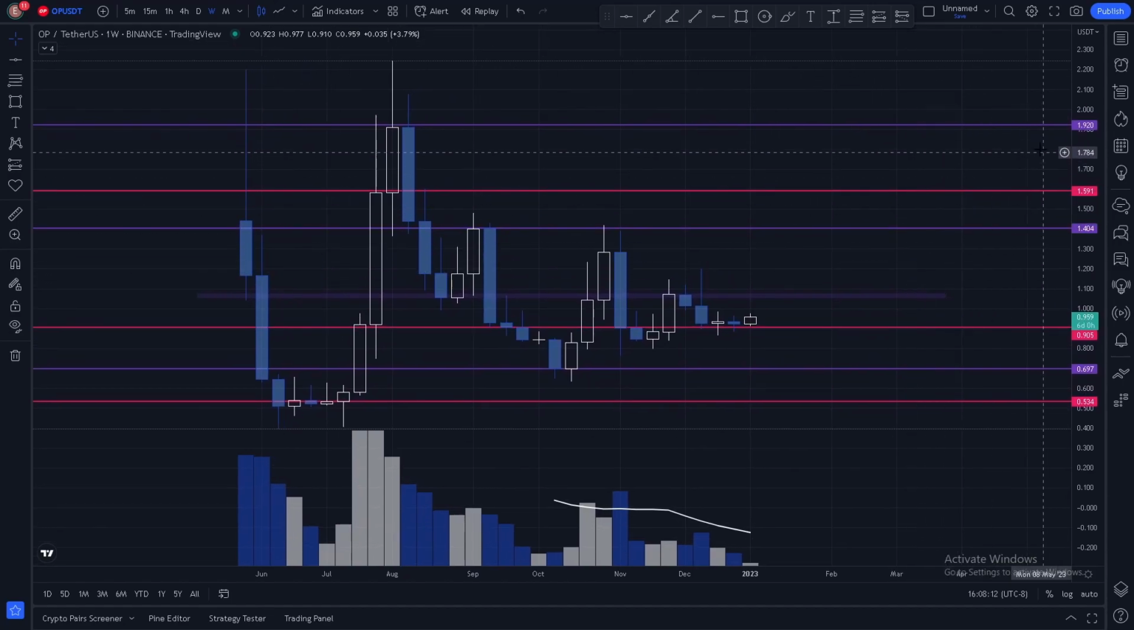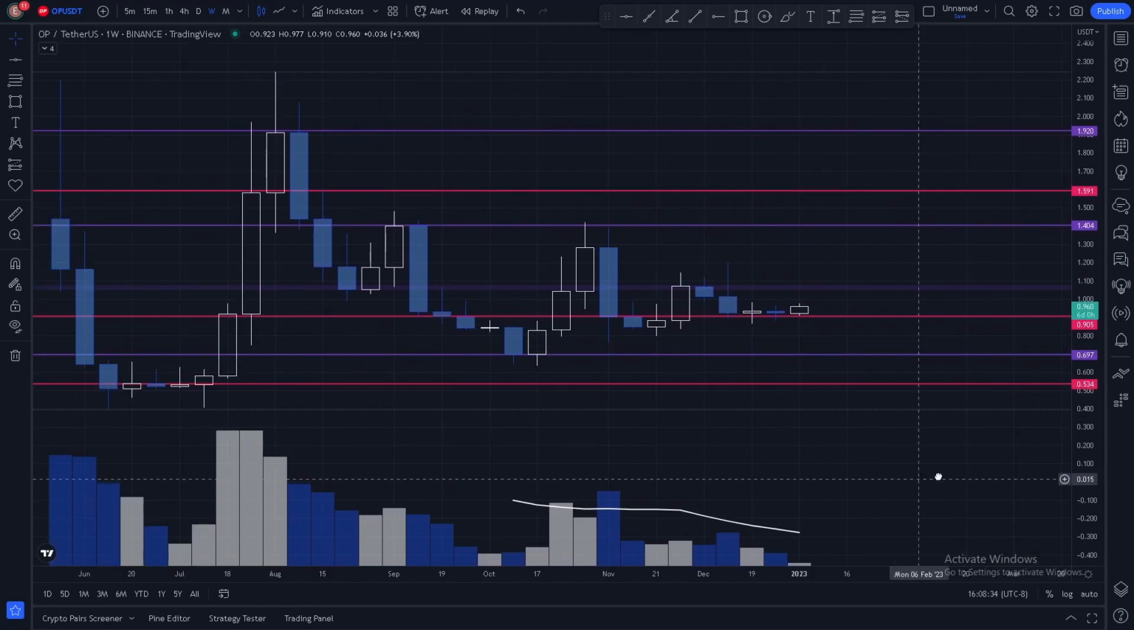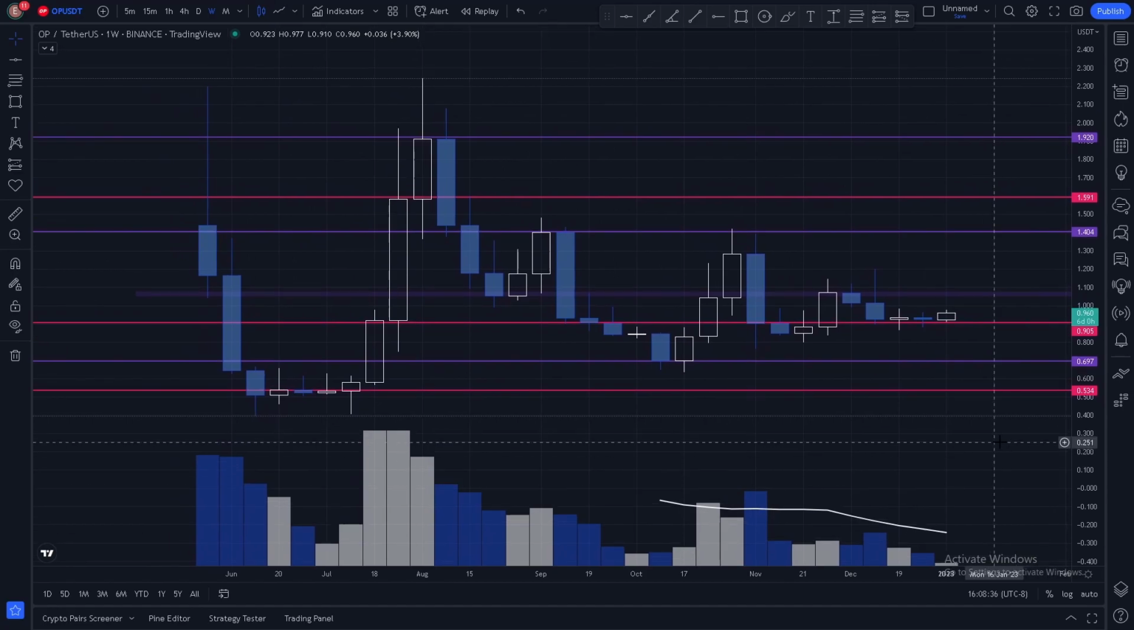Now, if we look to the right, we can notice our key levels where the price is 1.9, 1.5, 1.4, 0.9, 0.6, and 0.5. And our key level right in the middle here is around 1.05. So, these are all of the key levels plotted on our monthly and weekly chart for Optimism.